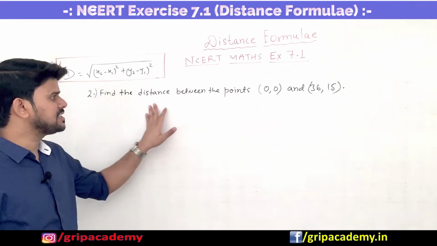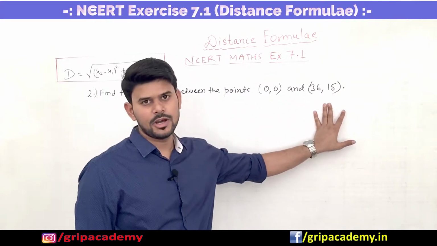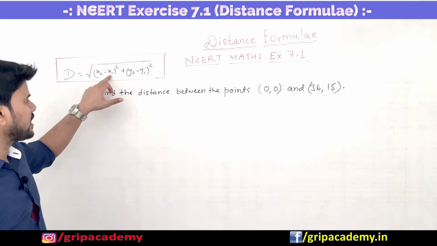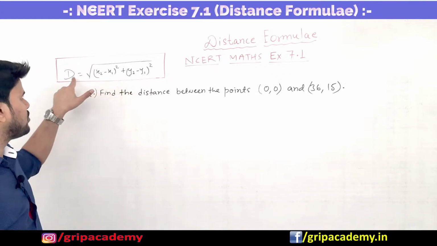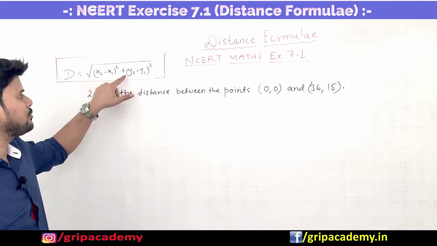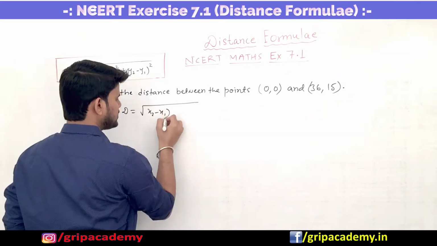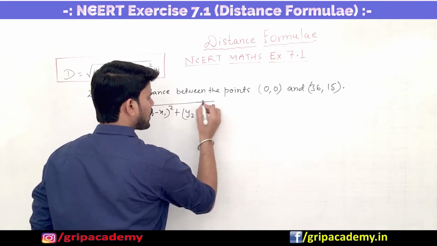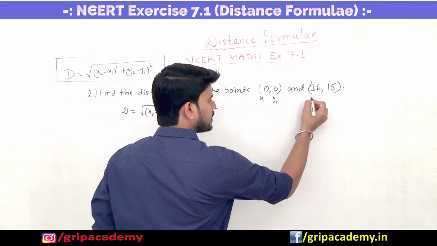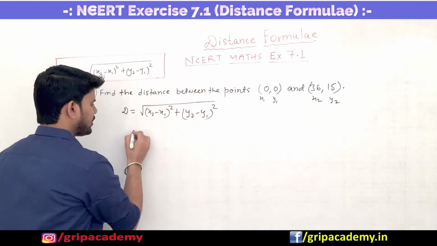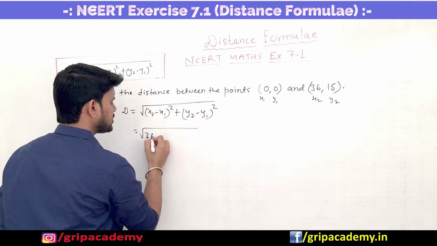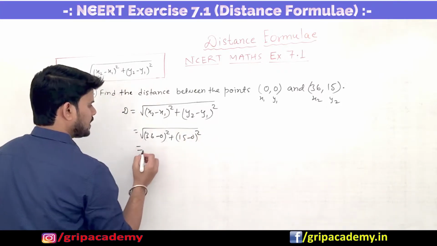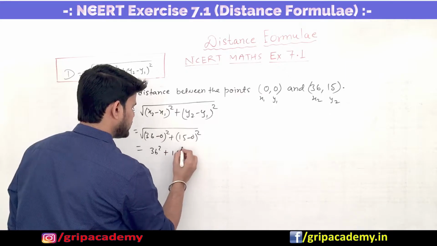So question number 2 is find the distance between the points 0, 0 and 36, 15. So here x1 and y1 is how much? 0, 0. So if you are putting x1 and y1 as 0, 0, then this formula will become d equals to under root of x2 square plus y2 square. Okay. So d is under root of x2 minus x1 whole square plus y2 minus y1 whole square. So this is your x1, y1, x2, y2. So if I put it here, then we will get 36 minus 0 whole square plus 15 minus 0 whole square. Okay. That is 36 square plus 15 square.